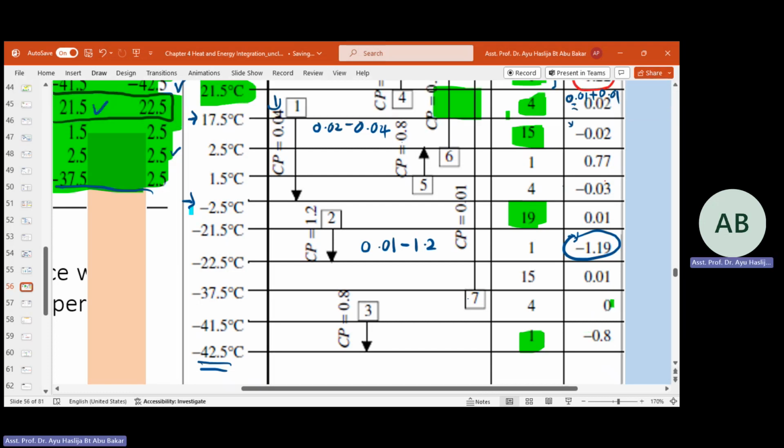Now this CP, why is it 0? Gwendolyn, why is it 0? No stream involved in this zone. No stream. So that's why this is 0.